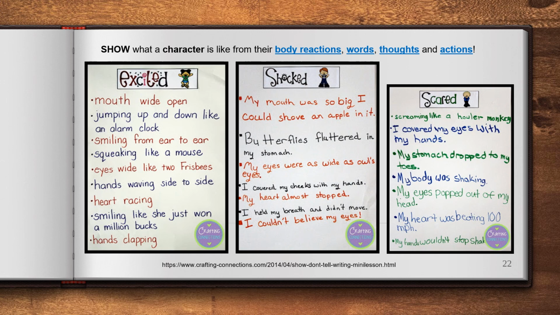So here we've got some examples, some practical examples of how you can show what your character is like. You might not say he was excited, but you could have your character with their mouth wide open or smiling from ear to ear. So there are some really clever ways that you can show how a character is feeling by what's happening in their bodies, and your reader can follow those clues.